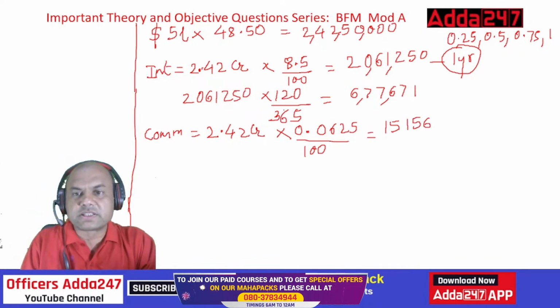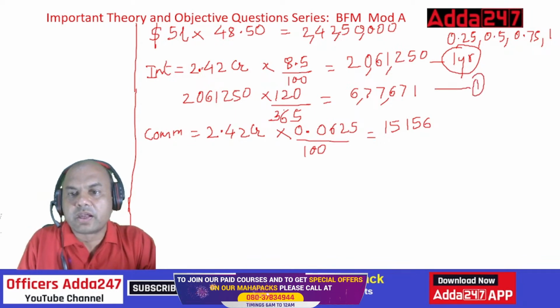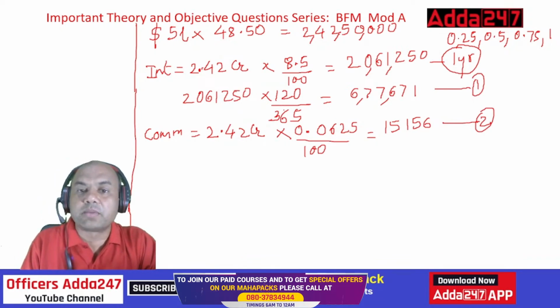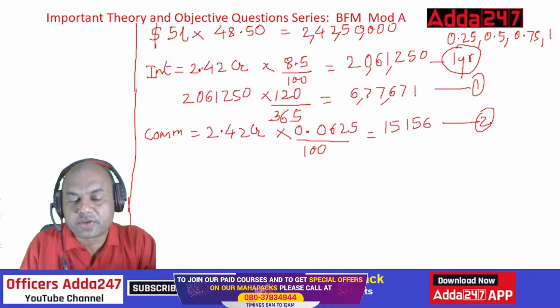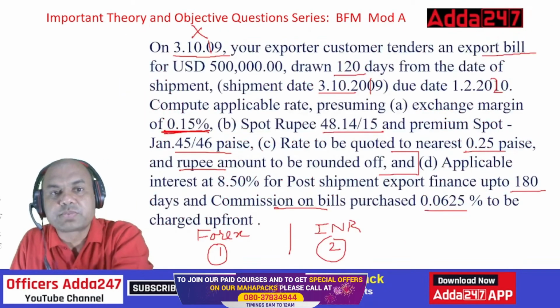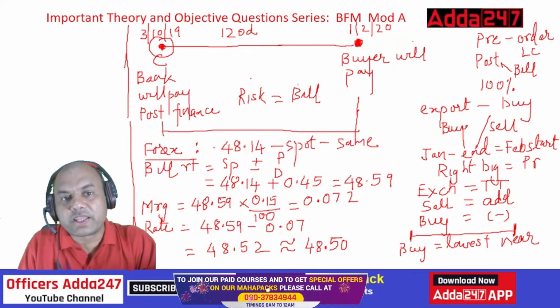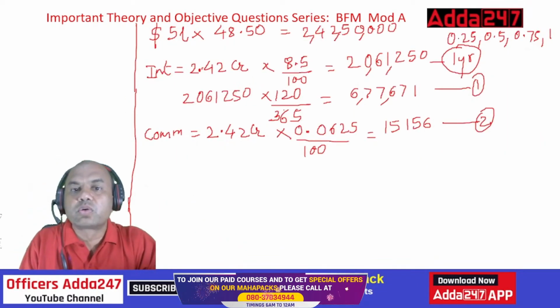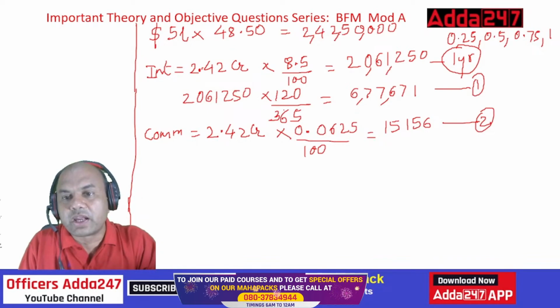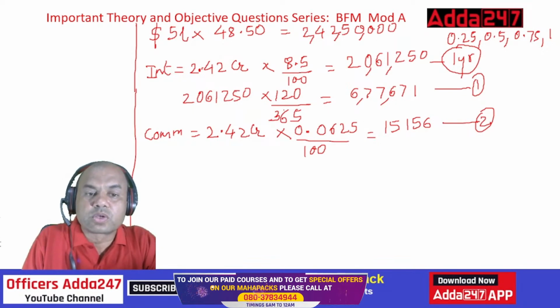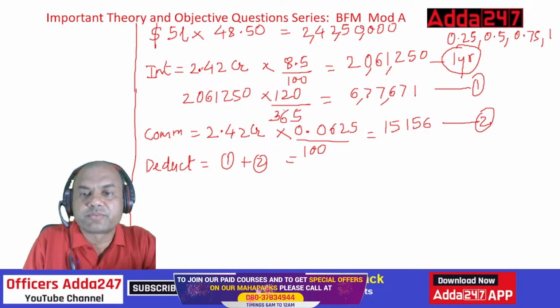Now remember always, this interest I'll write as 1 and this as 2. Both the things I have to first deduct from the amount to be given to this client. Here, I am giving this amount to the client as post shipment finance. Bank will finance this INR amount, 2 crore 42 lakhs 50,000. Out of that, I'll subtract this interest as well as commission. So total deductible equals 1 plus 2.